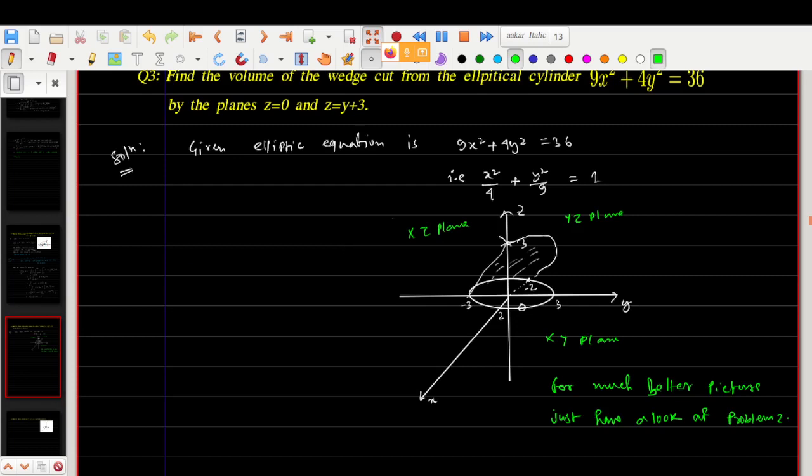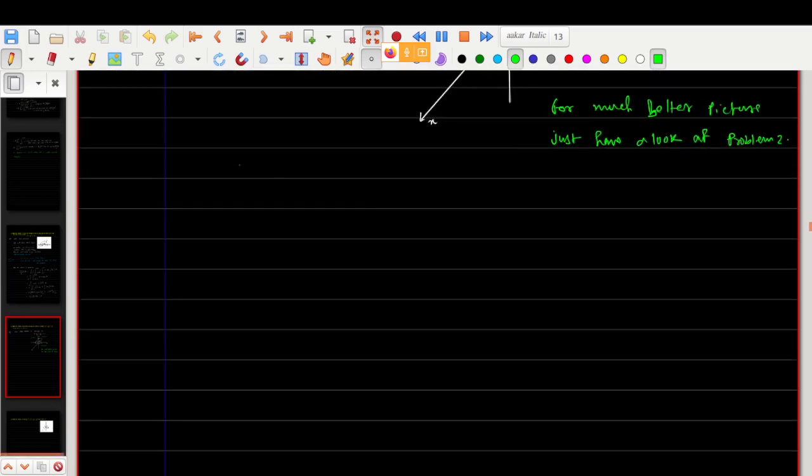So the volume integral turns out to be, let me put it in terms of y because I have written down the calculation for these ranges: x belongs to minus 2 by 3 root over 9 minus y square to 2 by 3 root over 9 minus y square, and z belongs to 0 to y plus 3.